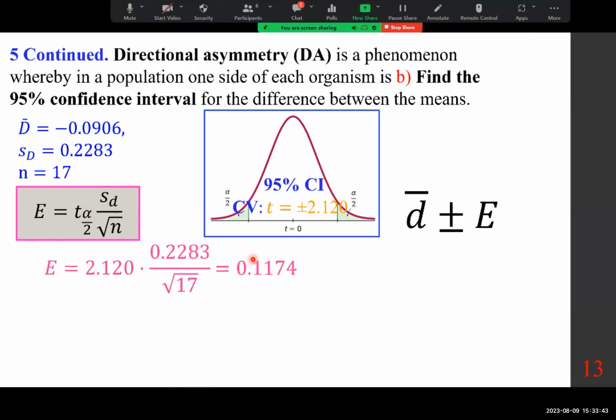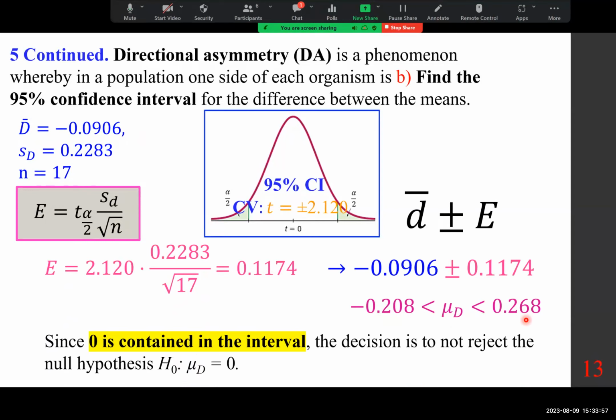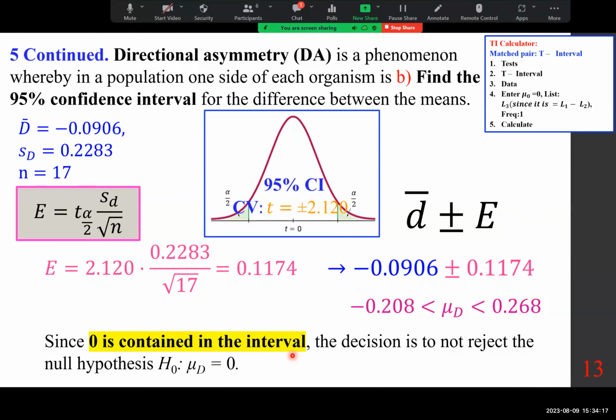And we are going to subtract this from D bar, and we are going to add this to the D bar. So mu sub D is between these two numbers. As you can see, one is negative, one is positive. Since 0 is contained in the interval, the decision is to not reject the null hypothesis, H0: mu sub D equals 0. And you can use this technology, the matched pair T interval.